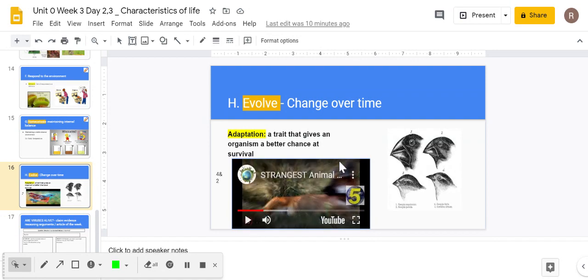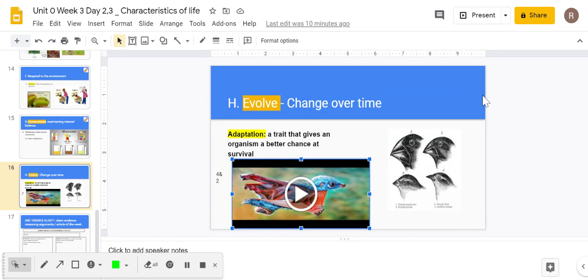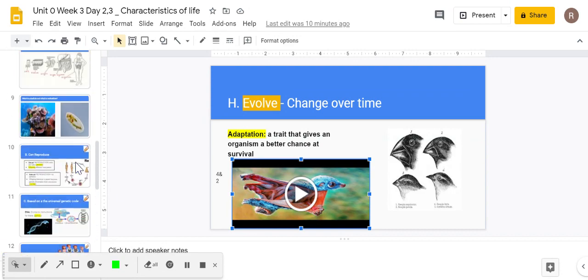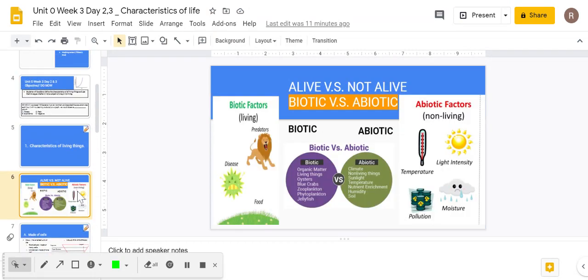Okay, so as you can see, those are two examples of adaptations that occur in the wild, right? Again, you either adapt to your surroundings or you're not going to survive. And again, this all has to do with staying alive.